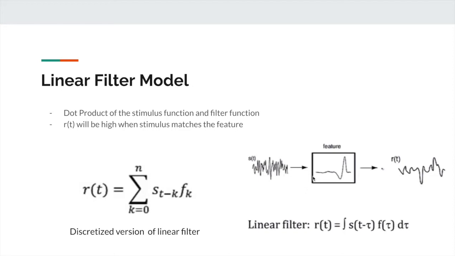Essentially, what we're going to do is take this feature, which is of some length of time, and take this graph, essentially put it everywhere on the stimulus and slowly slide it over, and at each time we slide it over, we do a dot product. We compute the element-wise products and then sum everything together. And once we do that, at each sliding position, we'll get a value, and that value is R of t, our neural response. And so this is the discretized version of the linear filter.